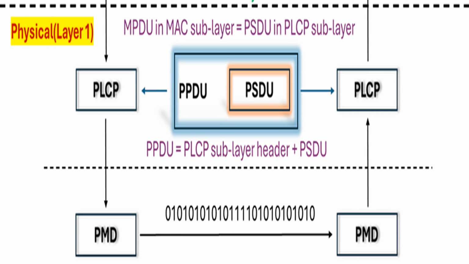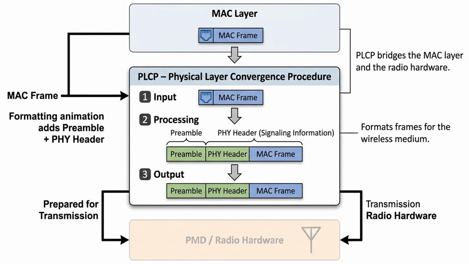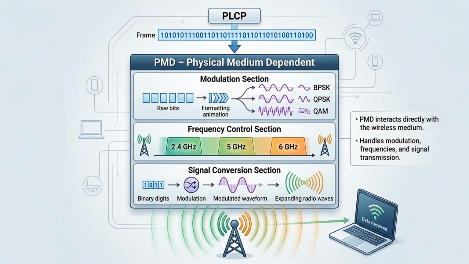The PHY layer is divided into two sublayers. Physical Layer Convergence Procedure, PLCP. PLCP acts as a bridge between the MAC layer and the actual radio hardware. It ensures the frame is formatted correctly for the wireless medium. PLCP takes frames from the MAC layer, adds a PHY header, preamble plus signaling information, and prepares the data for transmission over the air. Physical Medium Dependent, PMD. PMD is the part that actually interacts with the physical wireless medium. It handles modulation, controls frequencies, and converts bits into radio signals and back.